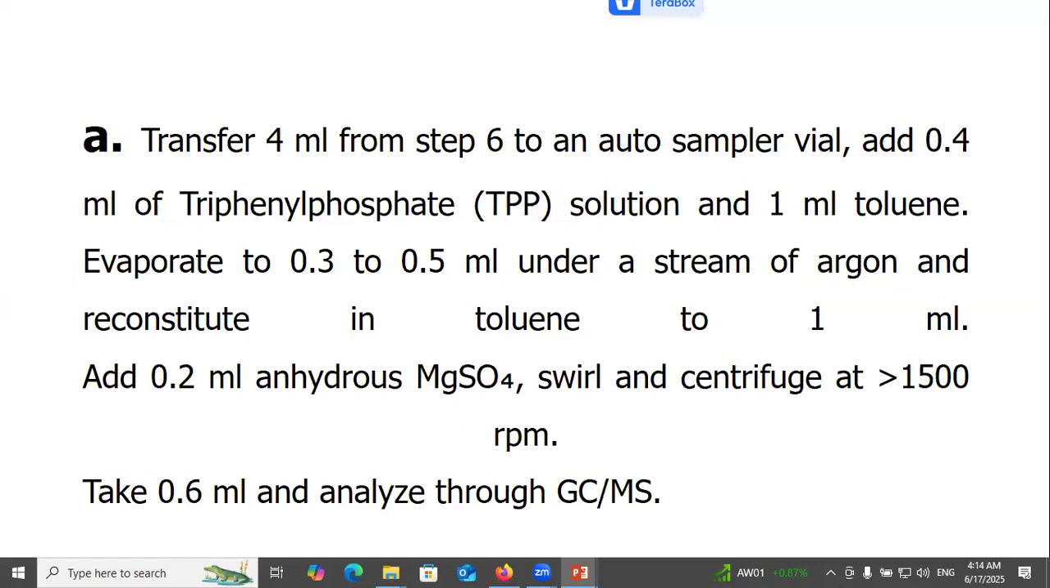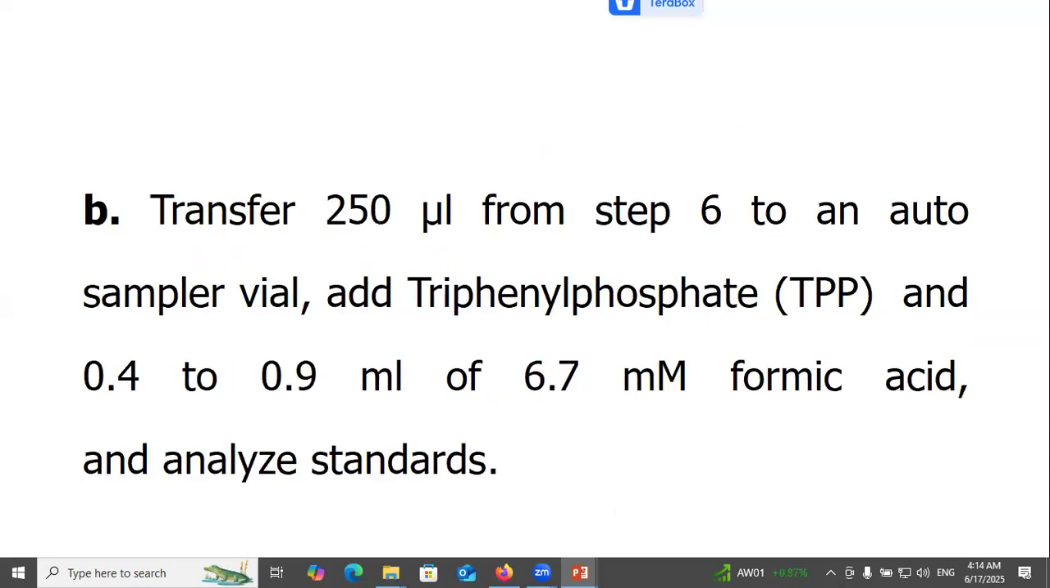Perform one of the following after drying. Transfer 4 ml from step 6 to an autosampler vial by adding 0.4 ml of triphenyl phosphate solution and 1 ml toluene. Evaporate to 0.3 to 0.5 ml under a stream of argon and reconstitute in toluene to 1 ml. Add 0.2 ml anhydrous magnesium sulfate, swirl, and centrifuge at greater than 1500 rpm. Take 0.6 ml and analyze by GC-MS.